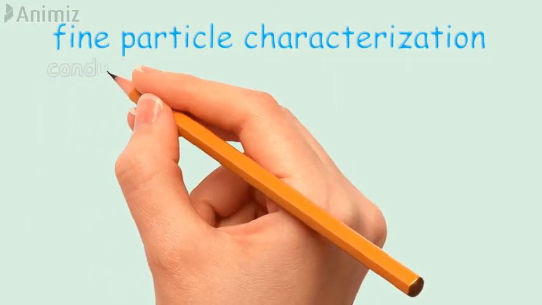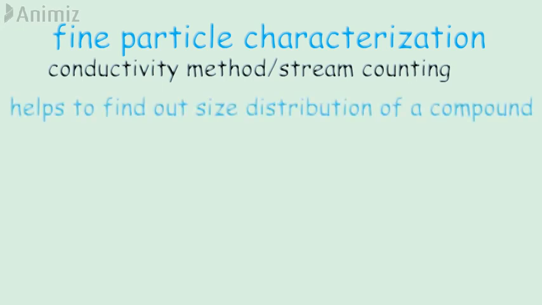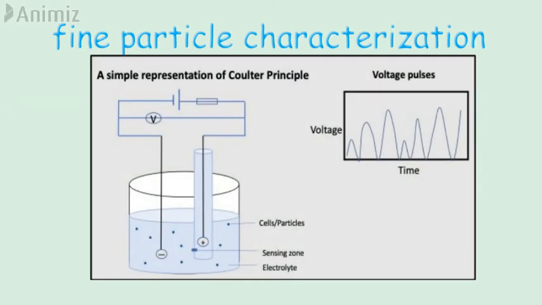Another method is the conductivity method or stream counting devices. This technique provides a convenient method for characterizing the size distribution of a compound. Samples for analysis are prepared by dispersing them in a conducting electrolyte like sodium chloride. A known volume of this suspension is then drawn into a tube through a small aperture across which a voltage is applied. As each particle passes through the hole, it is counted and sized according to the resistance generated by displacing that particle's volume of conducting medium.